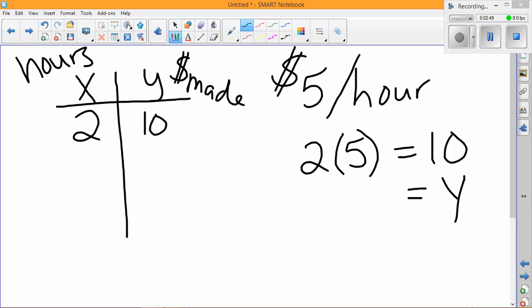My money made is my y. The constant, or the unit rate, is k. And the x value is 2. So if I take my 2, multiply by 5, I get my 10. And it follows that form y equals kx.